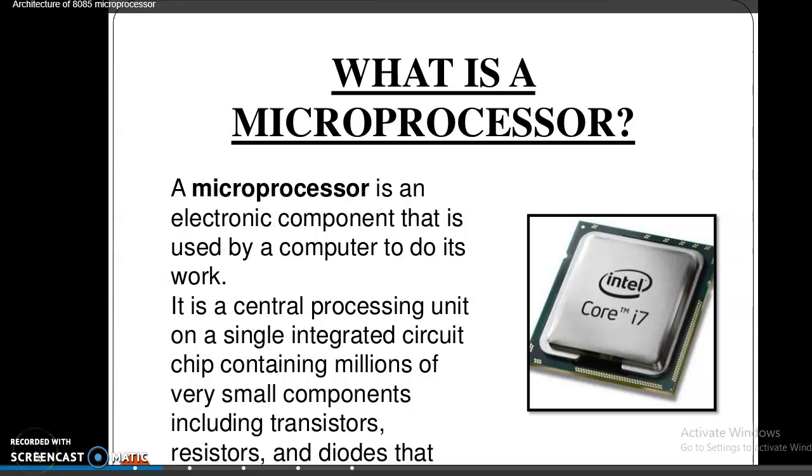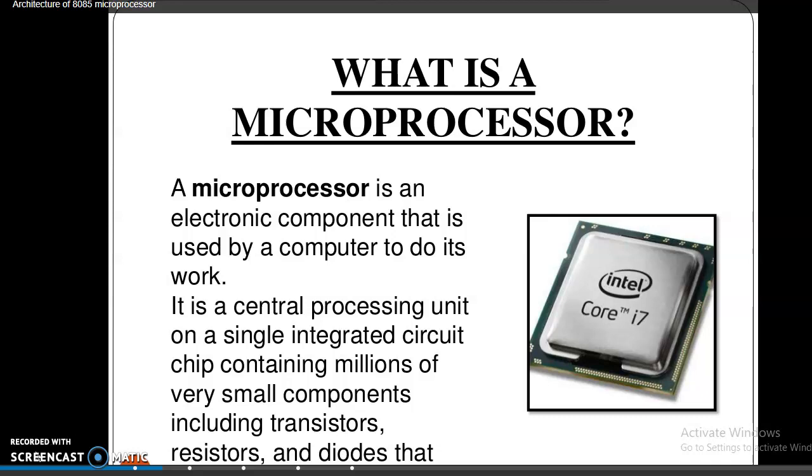Hi to all. I'm going to discuss the topic processor architecture in microcomputer. Before that, we are going to see what a microprocessor is.